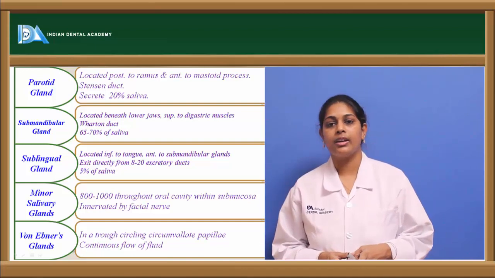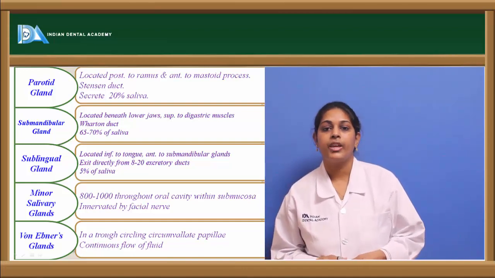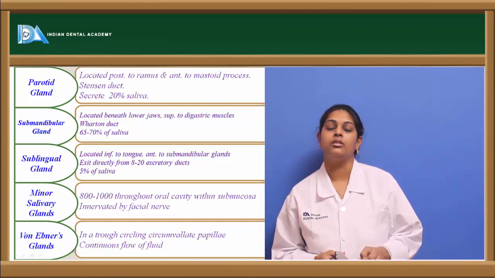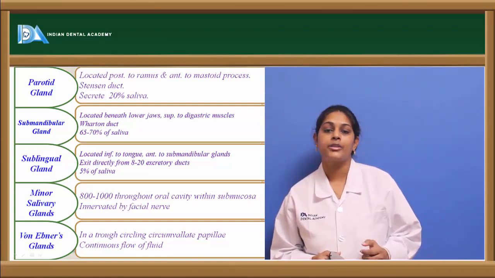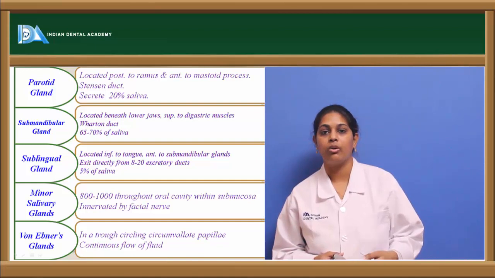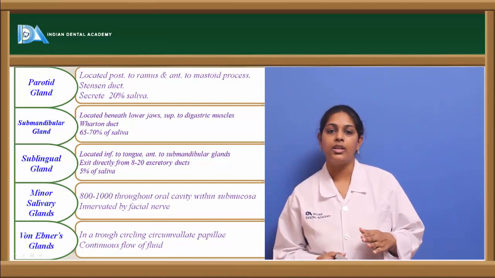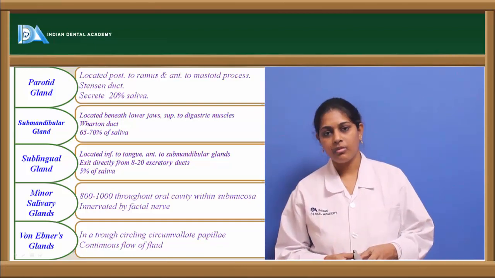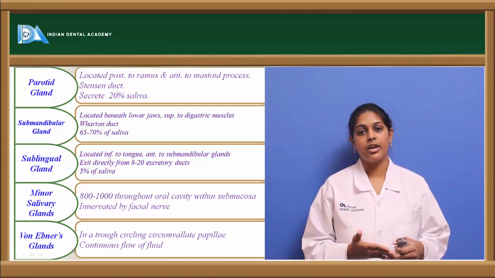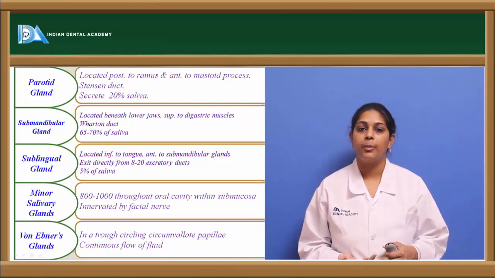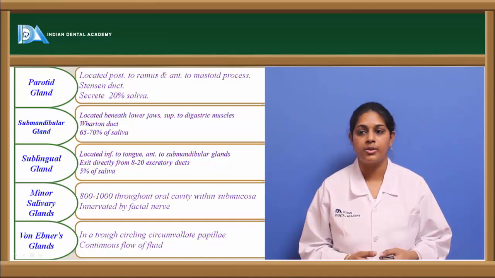Coming to the minor salivary glands, they number up to 800 to 1000. Since they are smaller in size, they are present throughout the oral cavity, located within the submucosal layer. These minor salivary glands are mostly innervated by the facial nerve, and they are present at the dorsum of the tongue, in the buccal mucosa, and also in the palate.